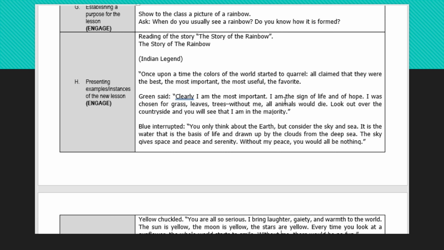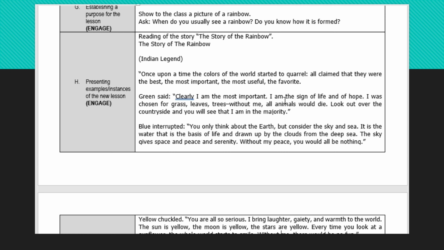On this part, what I did was storytelling. But it depends on you how you will deliver or present this part of the lesson, because it can be done by group. Like, first group, you read the first paragraph. Second group, you read the second paragraph. Third group, fourth group, and so on.